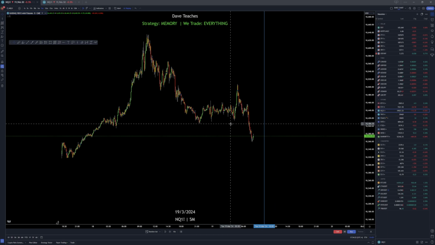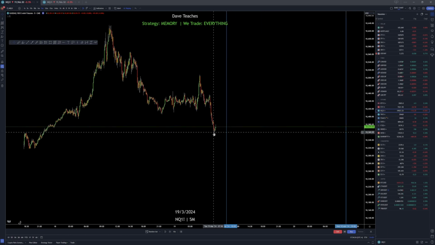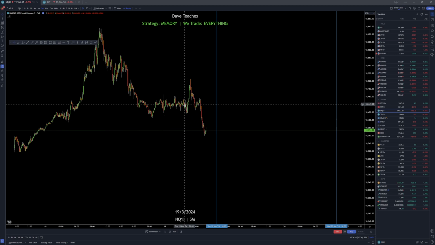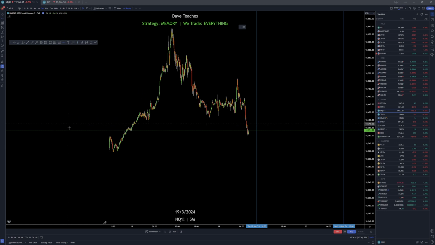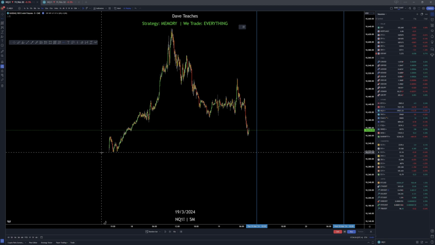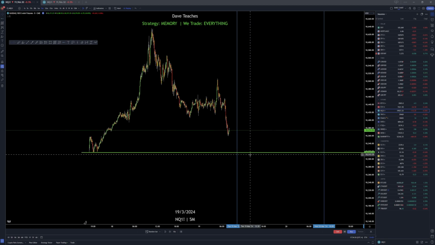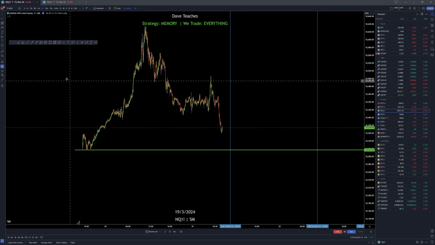So here we are, heading back to New York. Let's take our last 4-hour candles. We know we have Asia's low here, right? I'm aware of that, so we want to see that get taken at some point.